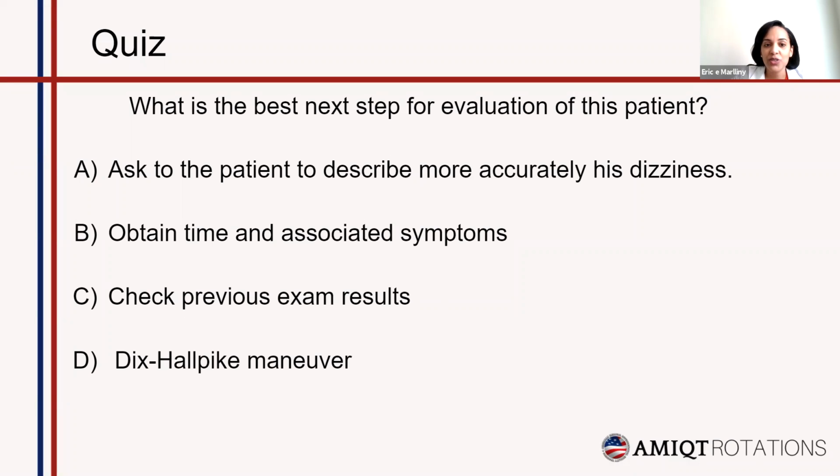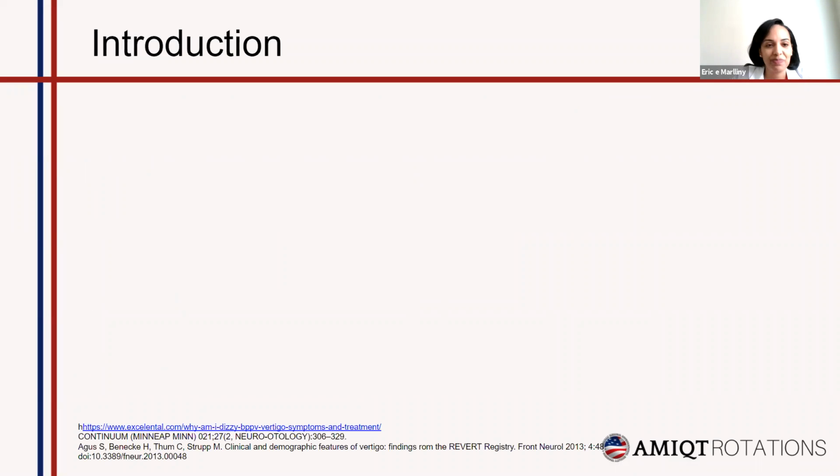So letter A, ask the patient to describe more accurately his dizziness. B, obtain time and associated symptoms. C, check previous exam results or perform the Dix-Hallpike maneuver. So what do you think? Any guess? A, I would say. A? Yeah. Okay, let's see. So actually, the right answer is letter B, obtain time and associated symptoms. And I'm going to explain why.